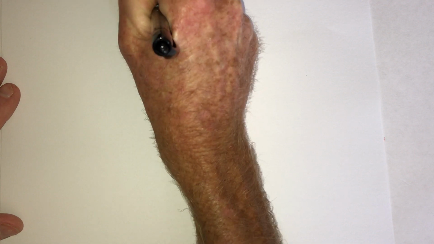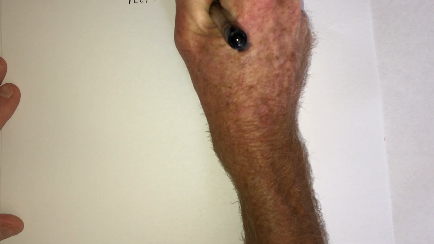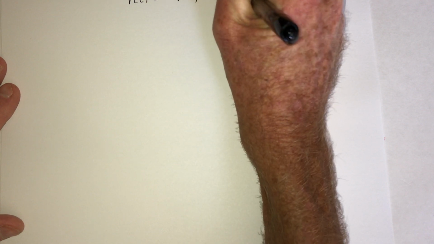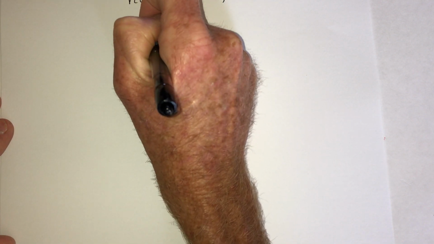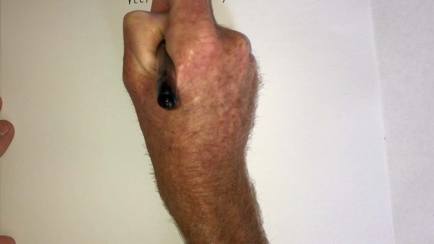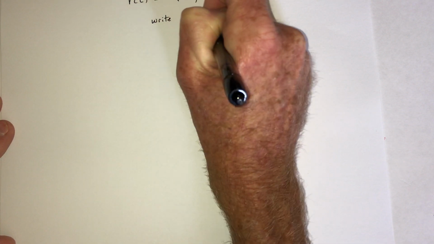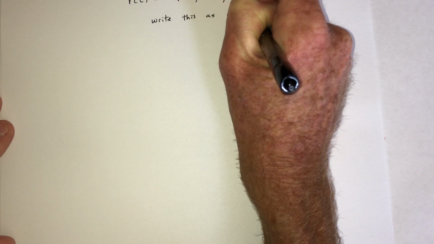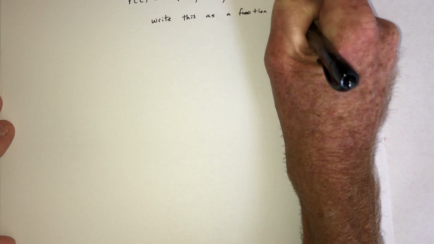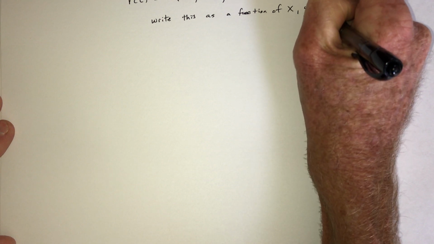Okay, couple more examples. So how about the function e to the t, e to the 2t, e to the 3t? So now write this as a function of x, y, and z.